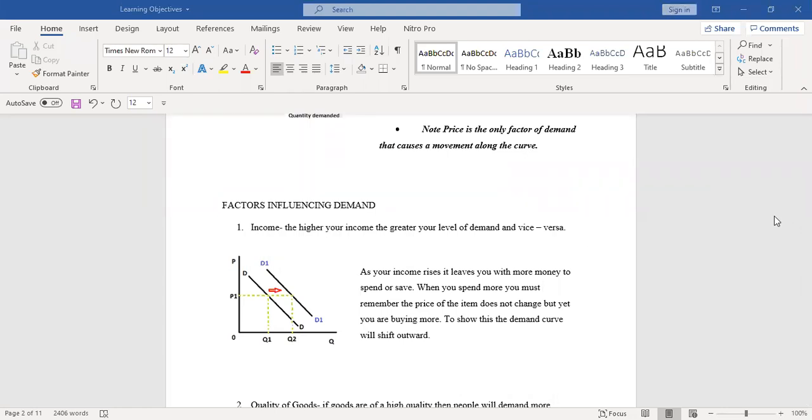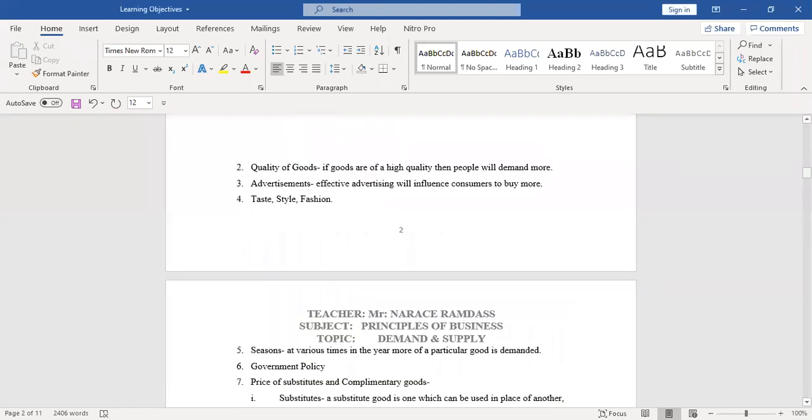And the second factor influencing demand is quality of goods. If the quality of goods has improved significantly, notice my words, the quality of the product has improved significantly. If it was good, it is now great, right? Reagan, what effect will that have on your demand curve?